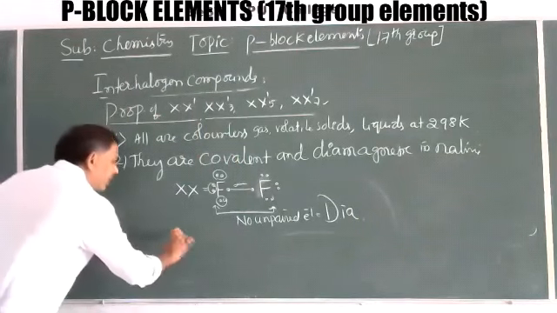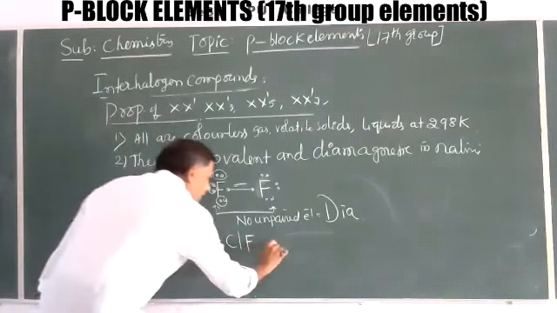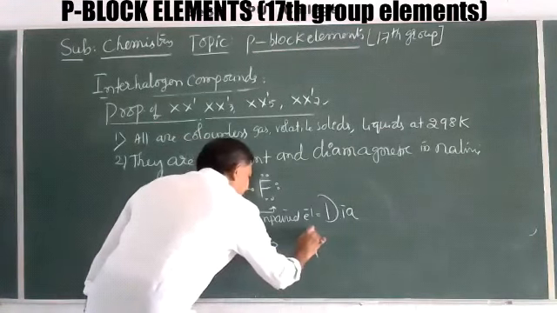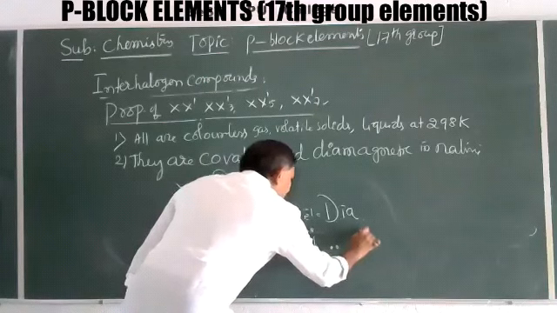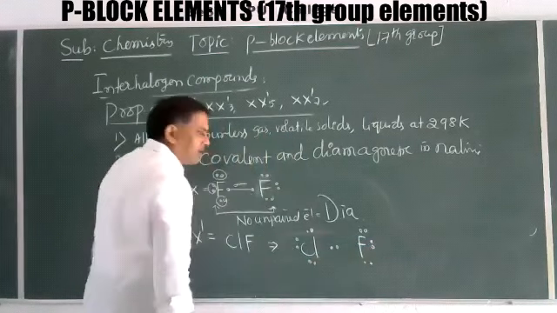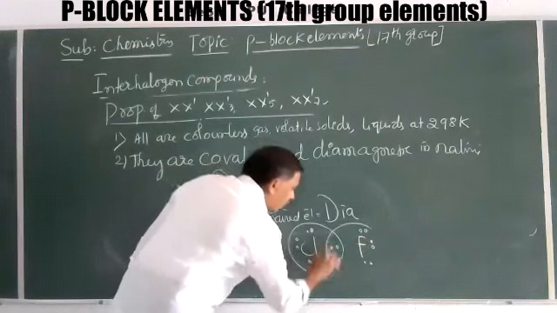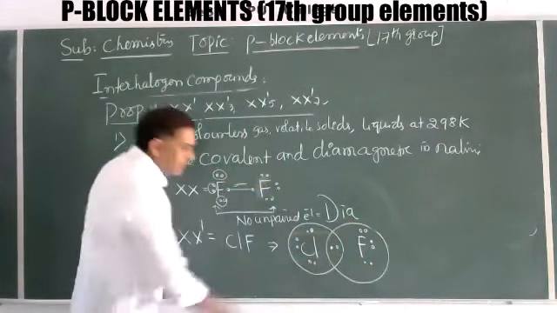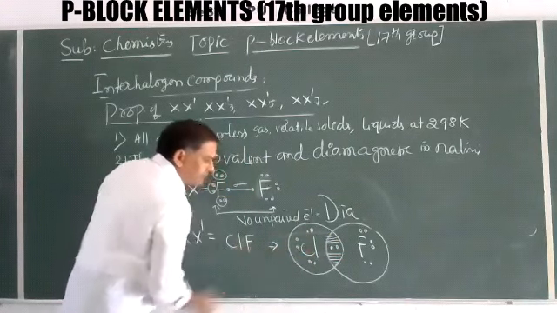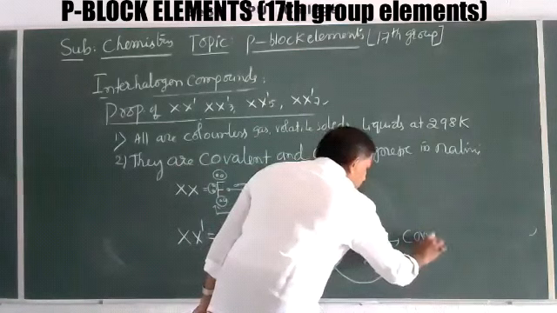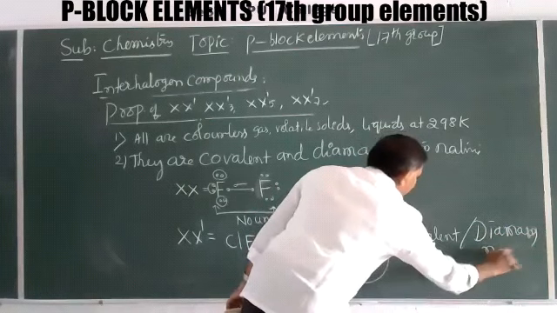Similarly, for XX' like ClF, chlorine in its outermost orbit contains 7 valence electrons. Out of 7, 1 is donated to the fluorine, and the fluorine, same family member, also contains 7 valence electrons. It also contributes equally, and equal sharing takes place. It forms one covalent bond, like this in the Lewis dot structure. All the rest are paired, no unpaired electrons in the outermost orbits. That's why these are also covalent and diamagnetic.